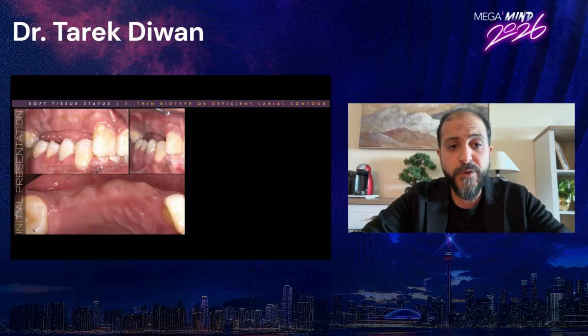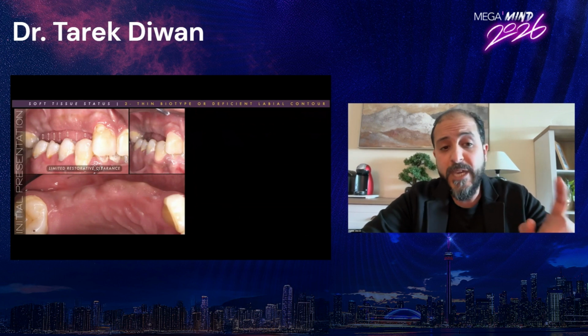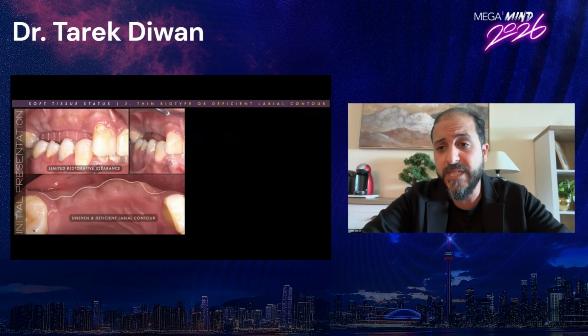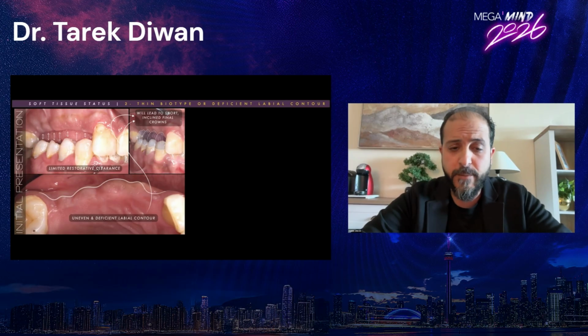So in such a case, this case presented to the clinic with the aim of restoring the missing teeth. He has a limited restorative clearance, and he also has an uneven deficiency in the labial contour. And this will eventually end up with very short inclined crowns. Unfortunately, we advised the patient for some orthodontic therapy, but his workplace had restrictions that employees can never place any kind of orthodontic appliances. So we had to find a way out.